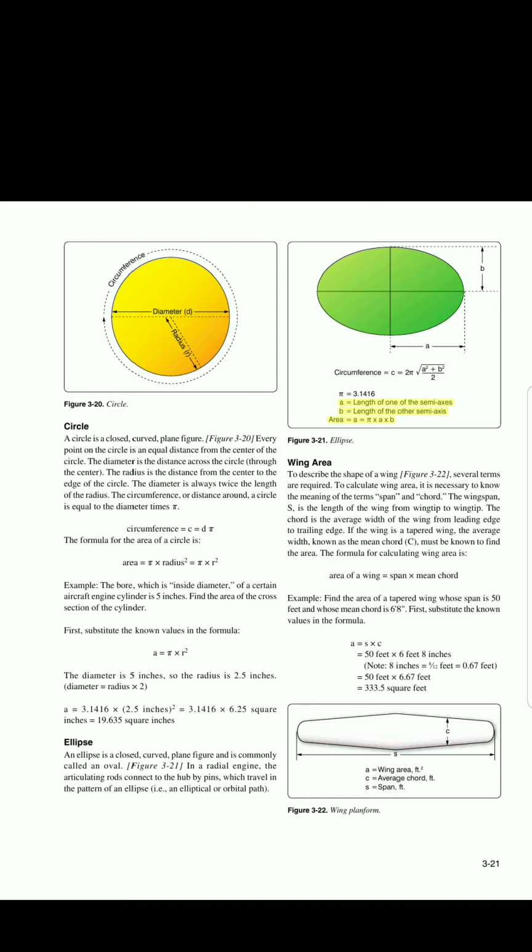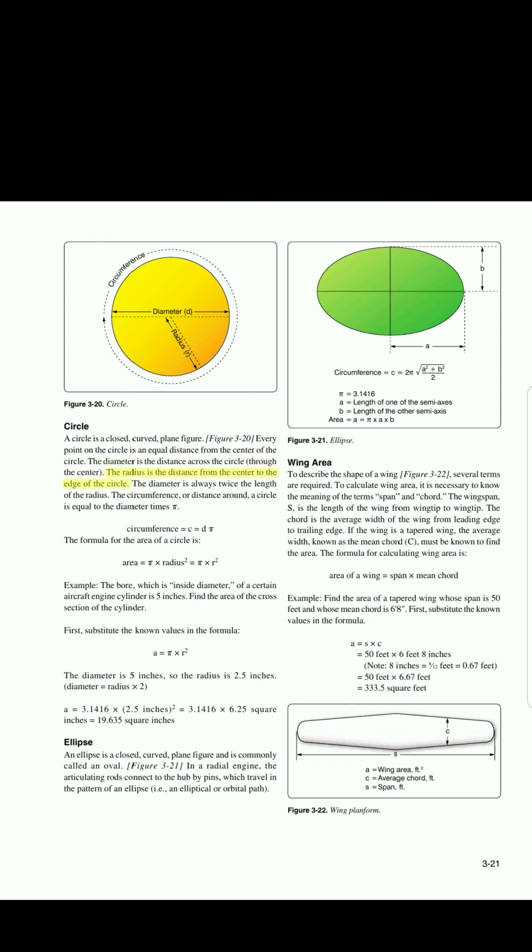B equals length of the other semi-minor axis. Area equals pi times a times b. Figure 3-20. Circle. A circle is a closed, curved, plane figure. Every point on the circle is an equal distance from the center of the circle. The diameter is the distance across the circle, through the center.